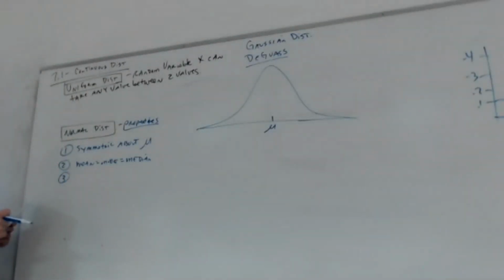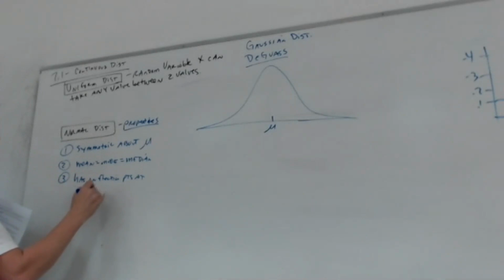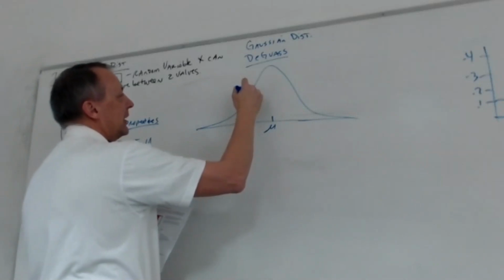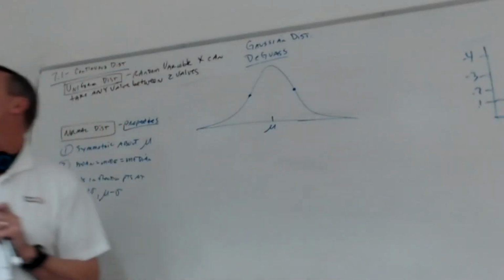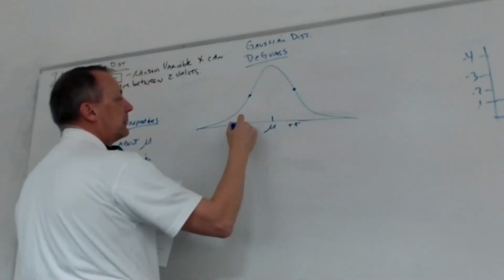Number three, it has inflection points at mu plus sigma and mu minus sigma. Who remembers, who's had calculus? Do you remember what the point of inflection is? There you go. Very good. Okay, so for those of you who didn't hear because he was kind of quiet, it's where it changes its concavity from concave to convex. So that's going to happen at +1 standard deviation and -1 standard deviation.